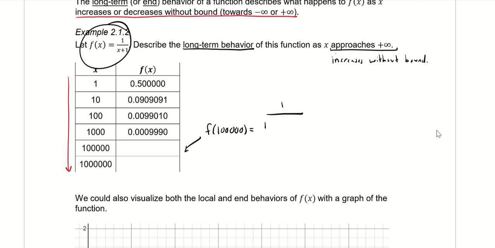So 1 over 100,000 plus 1. That's going to give us 0.00001 as my function value. For this last one, that's 1 million, same thing. f of 1 million is 1 over 1 million plus 1. And that's going to give us an f of x value of 0.0000501.